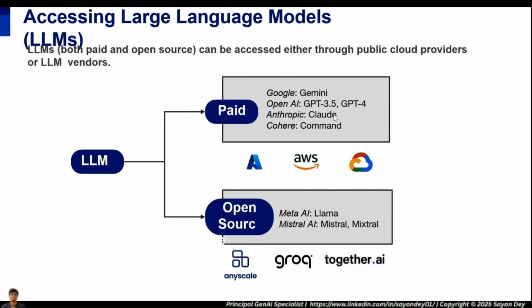Anthropic has Claude. Anthropic is also a paid provider, and Cohere has something called Command. These are typically the top four language model providers that you have. You can also add a few more to it. You can, of course, add xAI's Grok, which also became a sensation this year because the Grok 3 model by Elon Musk's xAI company has also surpassed several GenAI benchmarks.